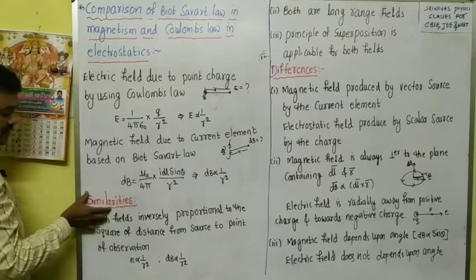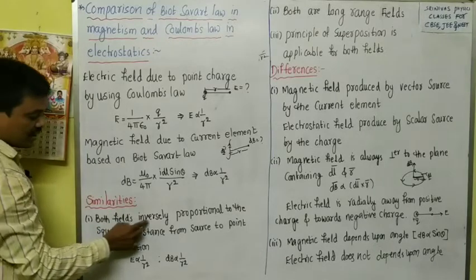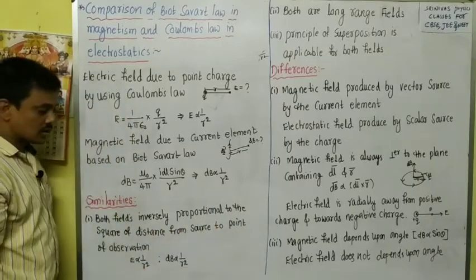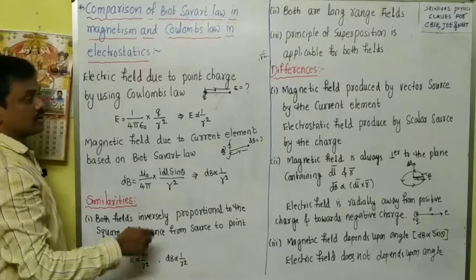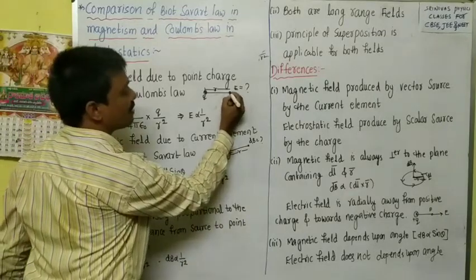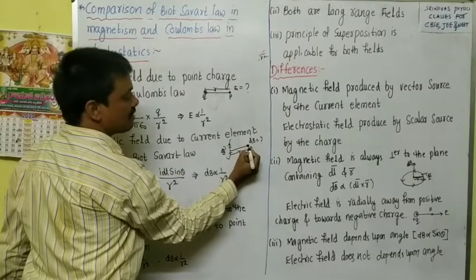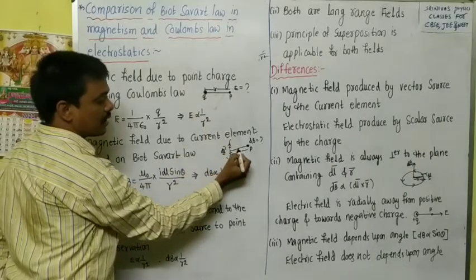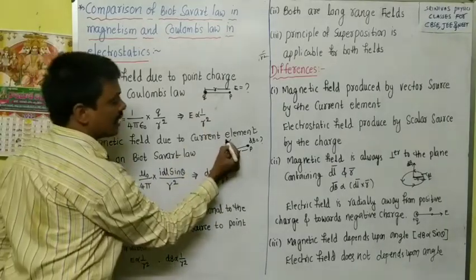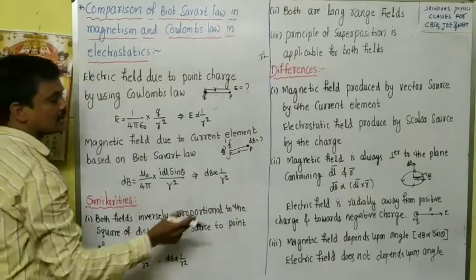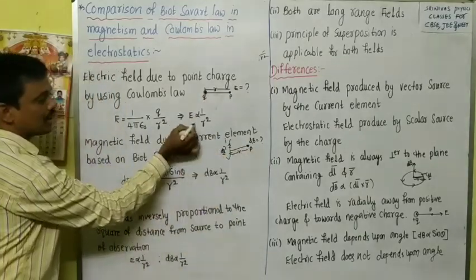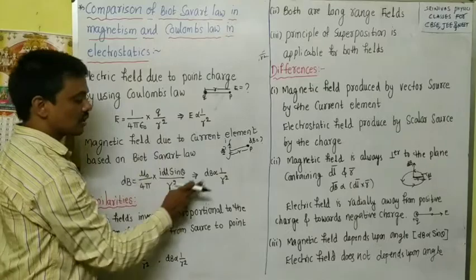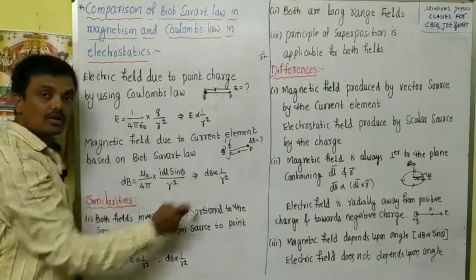Let us see the similarities first. Both fields are inversely proportional to the square of the distance from the source to the point of observation. Here this is the point of observation where we are finding the electric field, and this is the point of observation where we are finding the magnetic field. This is the source producing the electric field, and this current carrying wire is producing the magnetic field. Both depend on the distance, and both are inversely proportional to the square of distance.